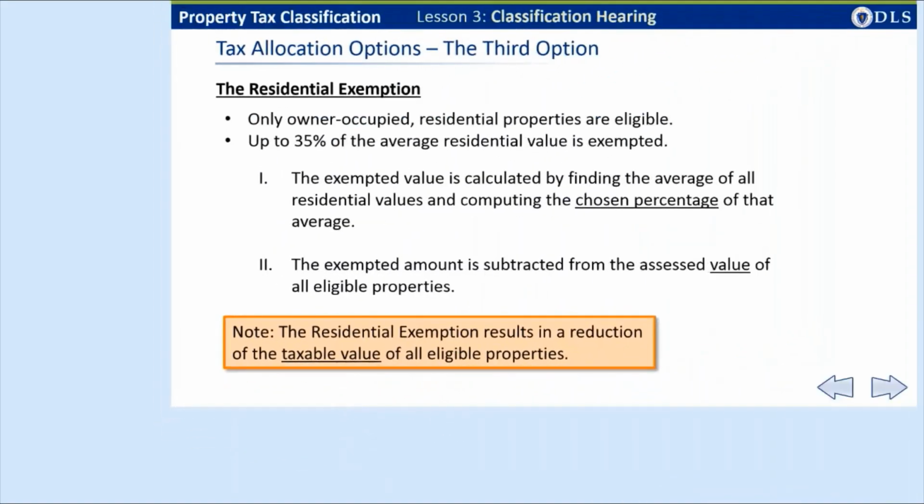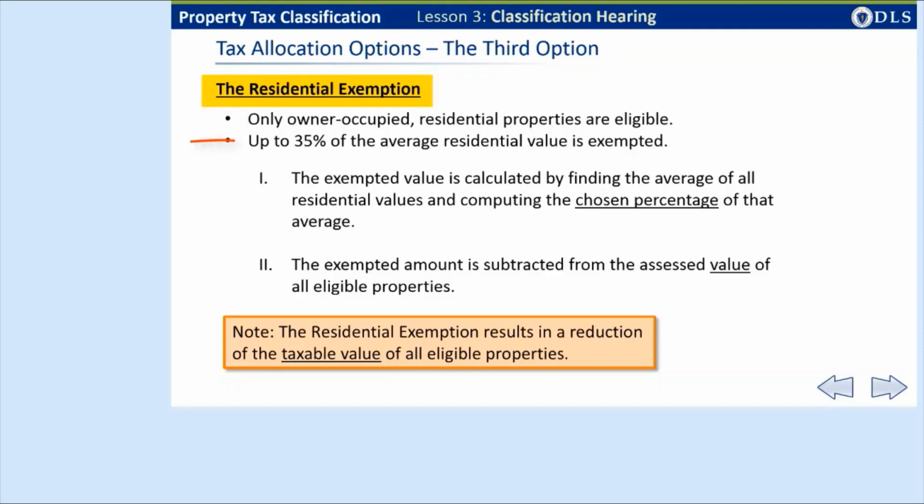The third option is to decide whether to offer a residential exemption. This option provides an exemption in value for all eligible residential property owners. Only owner-occupied property owners are eligible. This excludes properties such as apartment buildings, seasonal homes, and vacant land owners.